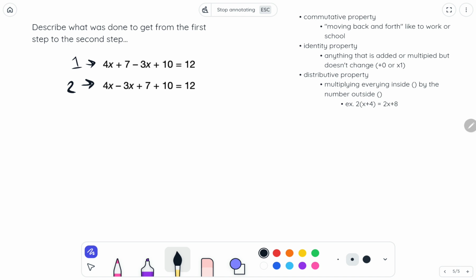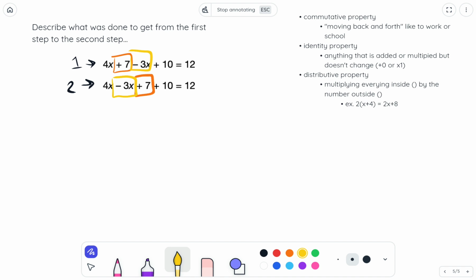So take a second, pause the video and look to see if you can figure out what is different between step 1 and step 2. And then looking over here on the right at our properties that we've gone over before, which one of those do you think was used? I'll give you a second starting now. All right. So you might have noticed that the 3x and the 7 were switched going from step 1 to step 2. In step 1, we have minus 3x first, and then plus 7 second, and in step 2 they are swapped.